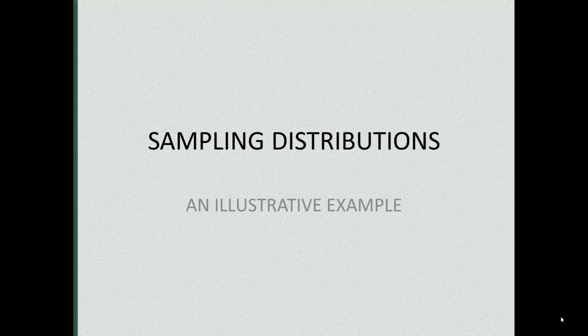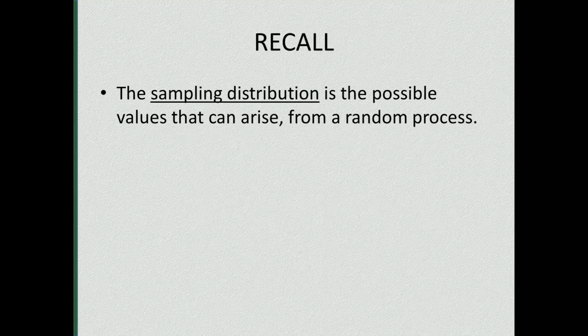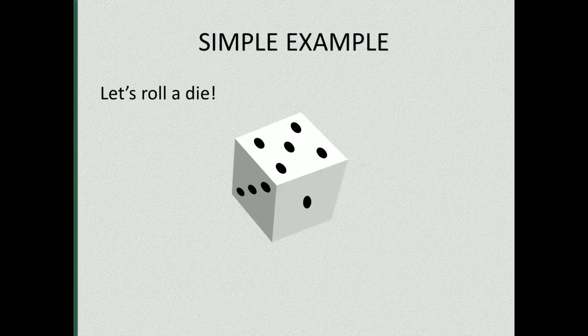So let's take a look at an example that will illustrate what we mean by a sampling distribution. Remember, the sampling distribution is the possible values that can arise from a random process. It is the distribution that happens when we are sampling. As our simple example, let's roll a die. What are the things that could happen when we roll a single die?